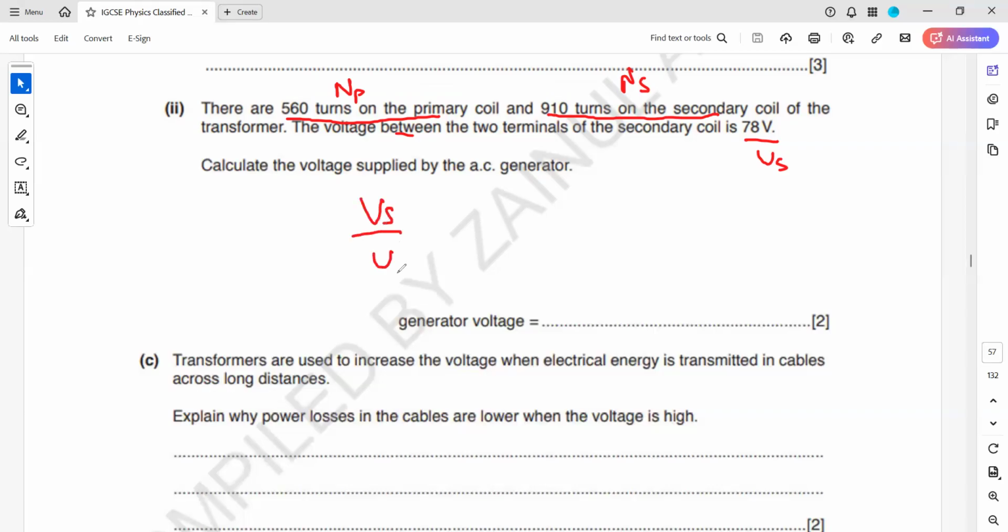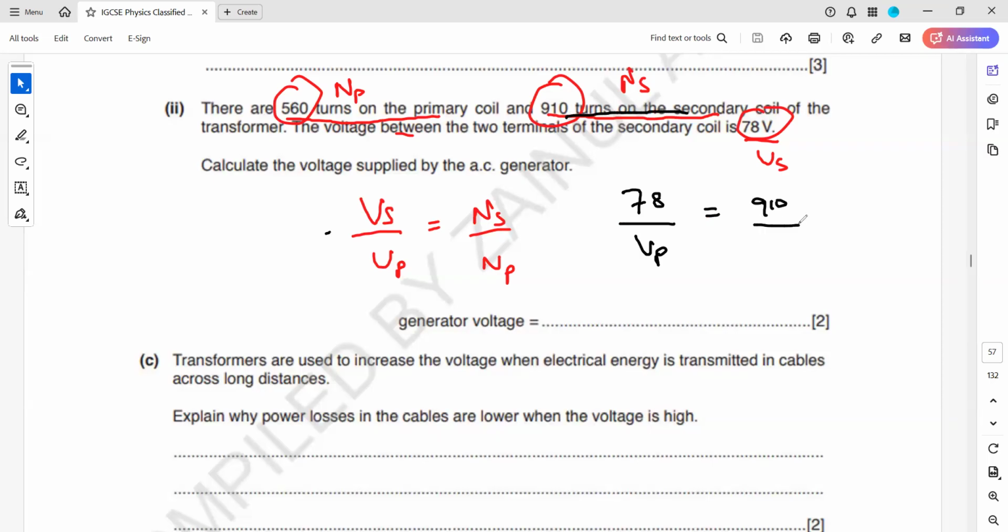So VS over VP is equal to NS over NP. NS is the number of turns of the secondary. NP is the number of turns of the primary. VS is the voltage of the secondary and VP is the voltage of the primary. We just substitute the values. What is VS here? VS is 78. What is VP? We don't know. What is NS? 910, secondary. What is NP? 560. Now cross multiply.